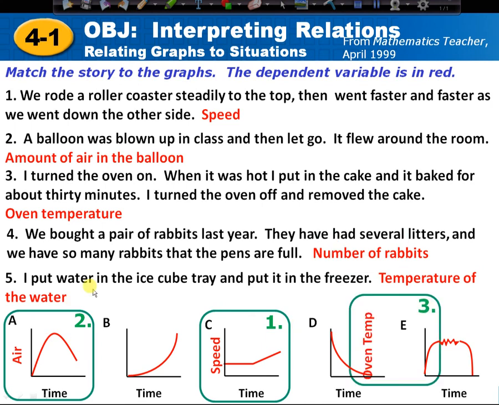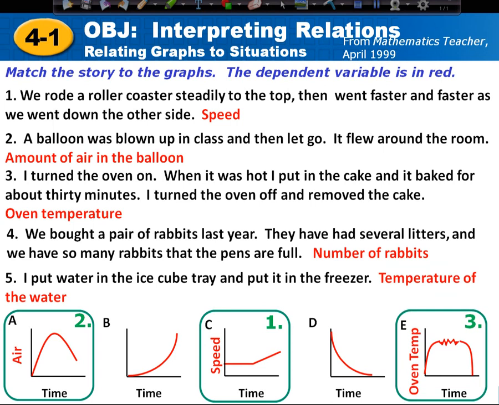Alright, number 3 is E. We're talking about the oven temperature. When we turned the oven on, the temperature of the oven went up. And then when we put the cookies in, that's what an oven usually does: it's going to go down until it hits that temperature, and then it's going to go back up, and then it's going to go back down to try to keep a steady temperature here. And then when we took the cake, sorry, the cake, not the cookies, the cake out of the oven, the temperature then went down. So number 3 is E.